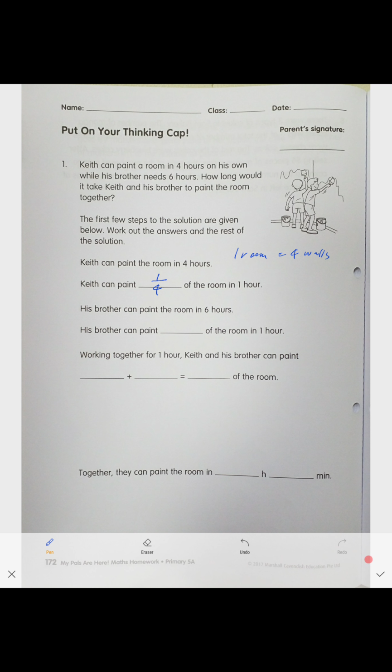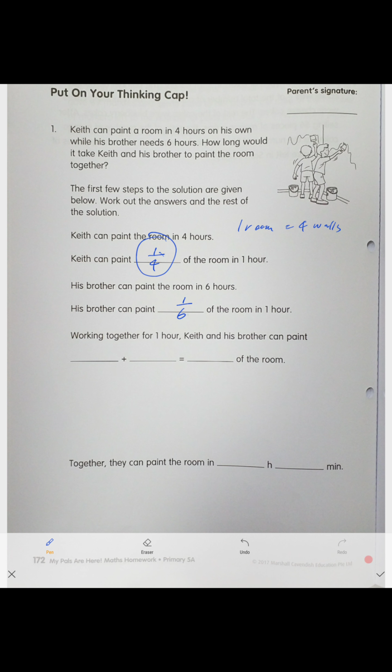His brother can paint the room in 6 hours. He is slower. Obviously, if he has only 1 hour, he can do only 1/6 of the job. Okay, working together for 1 hour, Keith and his brother can paint, well, he's gonna paint 1/4 of the room. He's gonna paint 1/6 of the room. So 1/4 and 1/6. How much is it together? Right, it's 5/12, if you do your math with your fractions.